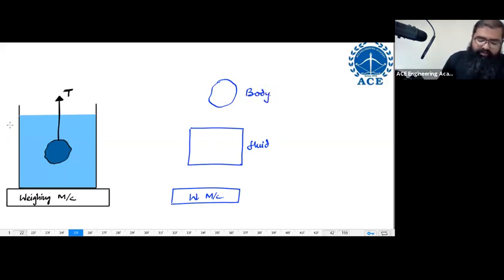First of all, ask yourself, is the body having any interaction with the weighing machine? The answer is no. Body has no interaction with the weighing machine at all. It is not in contact. But body and fluid, yes, they are having interaction. What interaction is there? The fluid is pushing the body upward with FB. Therefore, the body is pushing the fluid downward with FB.